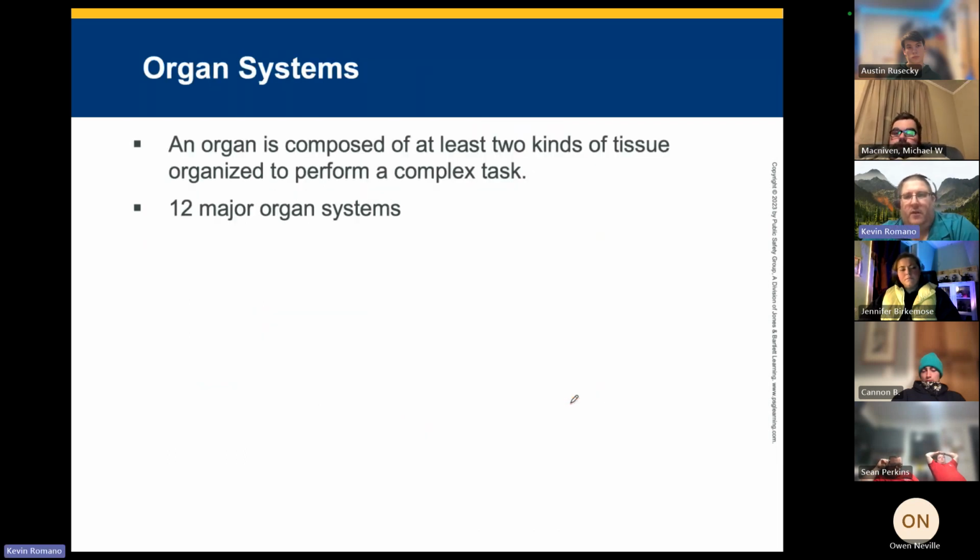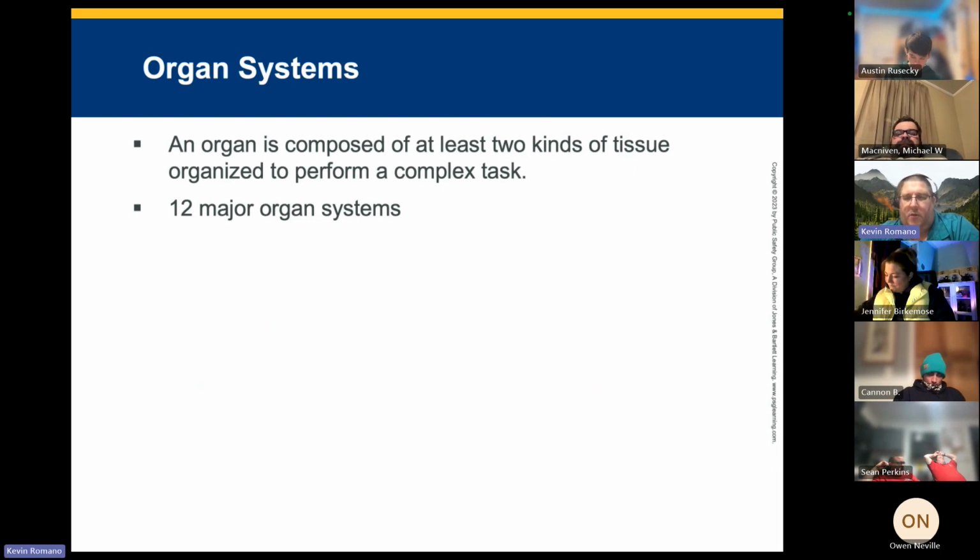All right. So I should have said 12. My apologies earlier, Jen. It's 12 major systems, not 11. So an organ is composed of at least 2 kinds of tissue that are organized to perform a complex task. There are 12 major organ systems in the body.